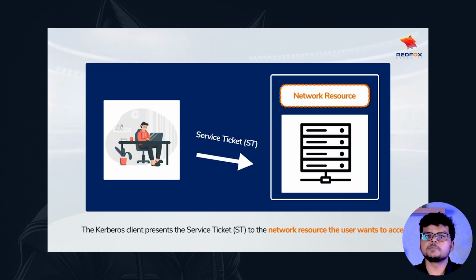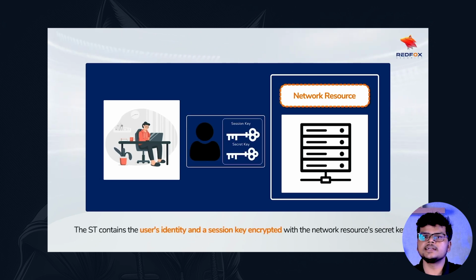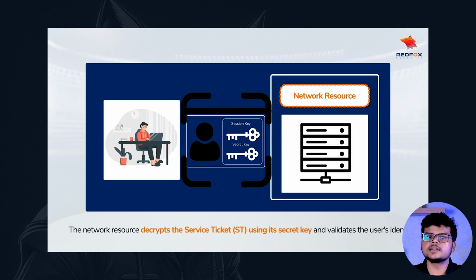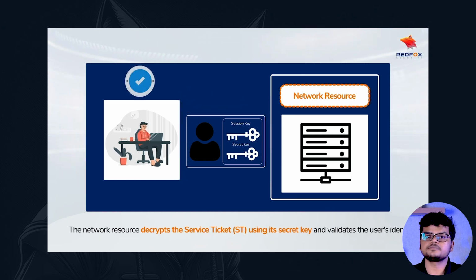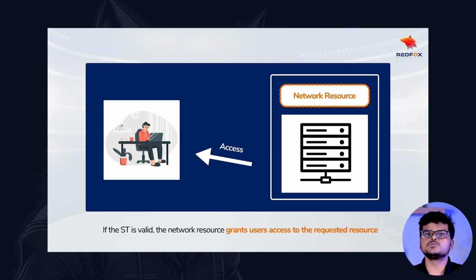The Kerberos client presents the service ticket to the network resource the user wants to access. The service ticket contains the user's identity and the session key encrypted with the network resource's secret key. The network resource decrypts the service ticket using its secret key and validates the user's identity. If the service ticket is valid, the network resource grants the user access to the requested resource.